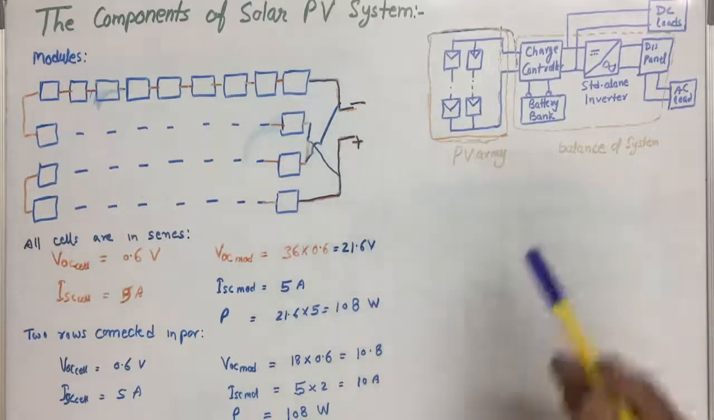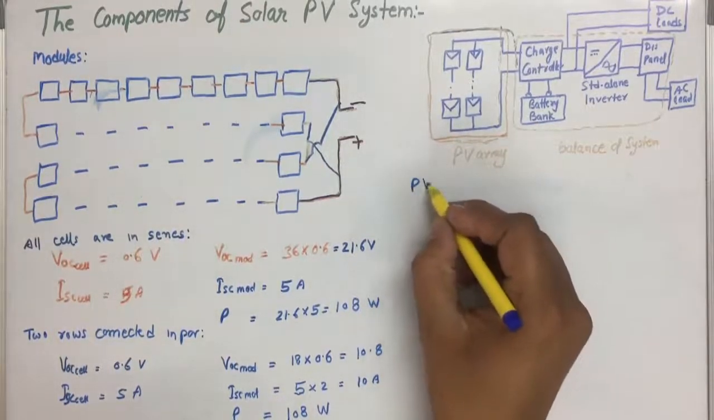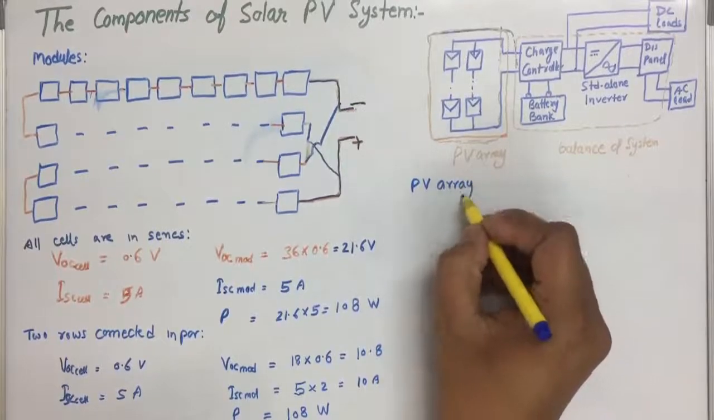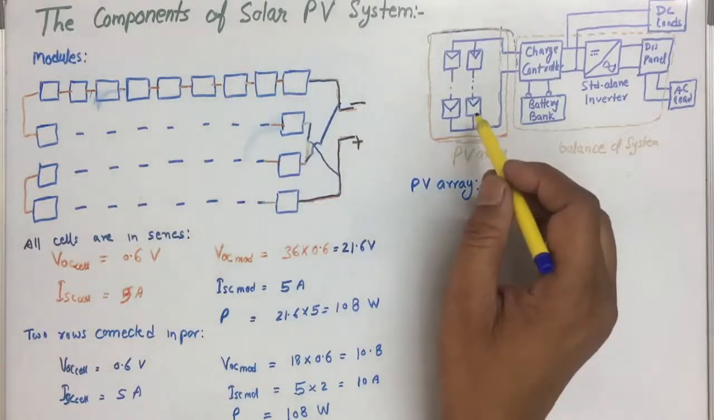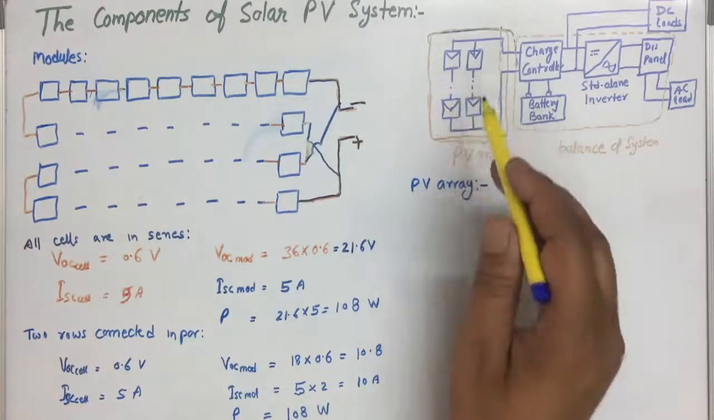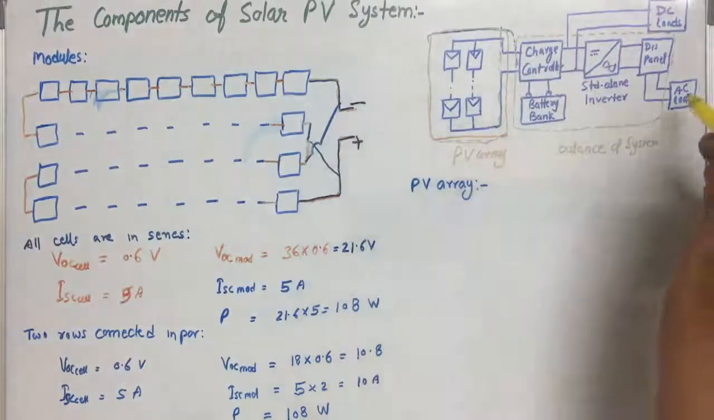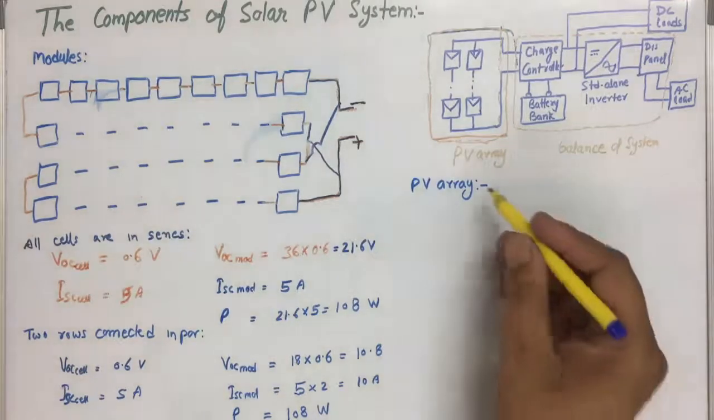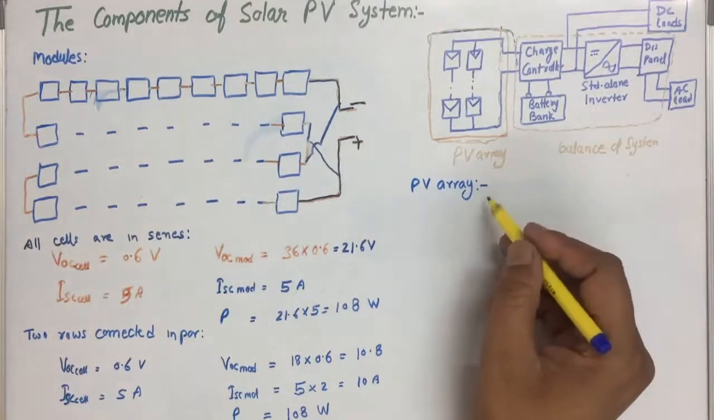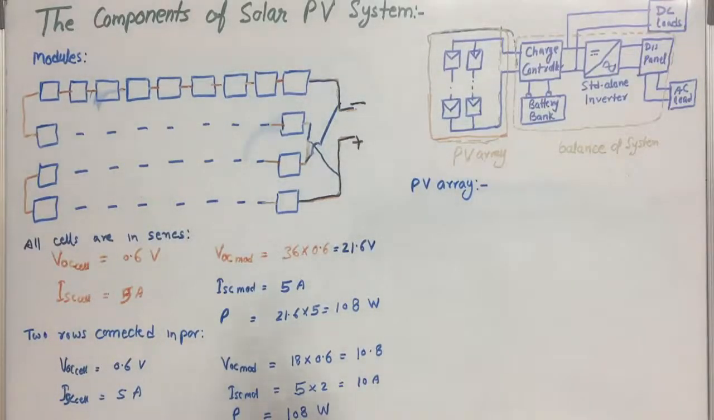Now we will talk about the other parts of the solar PV system. For the PV array, we can say it is an interconnection of modules which supplies power to the system based on its load condition or load requirement. So it supplies power to the system according to its requirement.